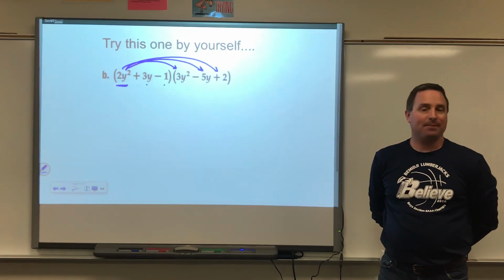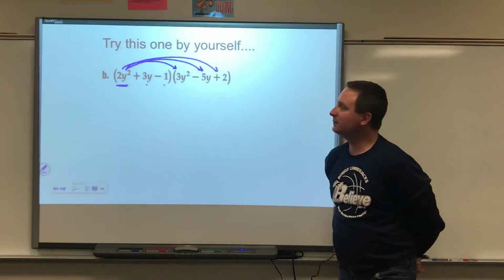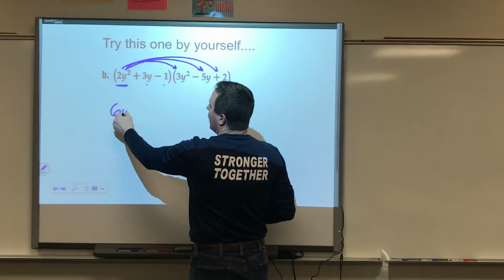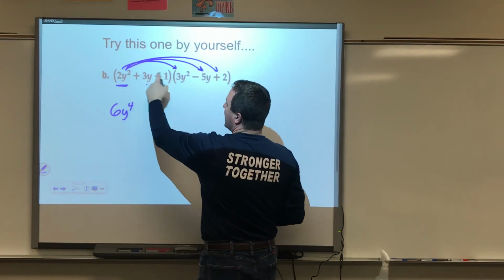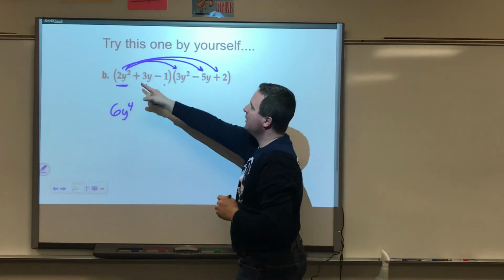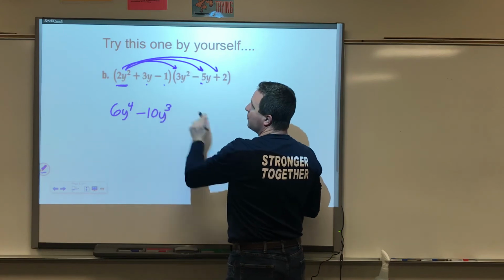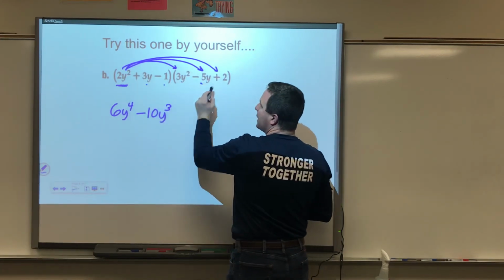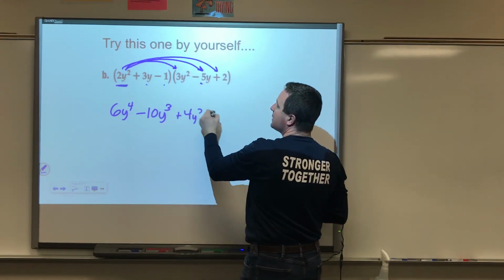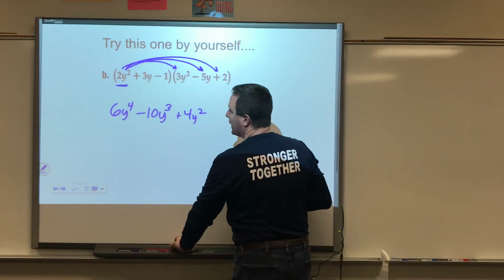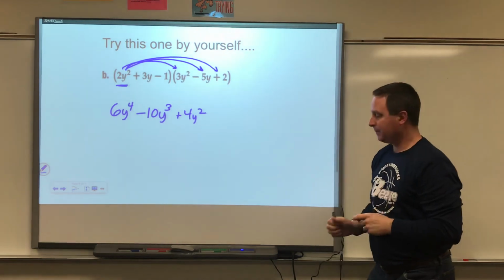Okay, welcome back. All right, let's give it a try here. Okay, if I did this first one and I distribute it, I get a 6y to the 4th. Y squared and y squared is y to the 4th. 2 times negative 5 is negative 10y cubed. And 2 times 2 is 4y squared. Okay, that's what I get when I multiply that first term through to everything.